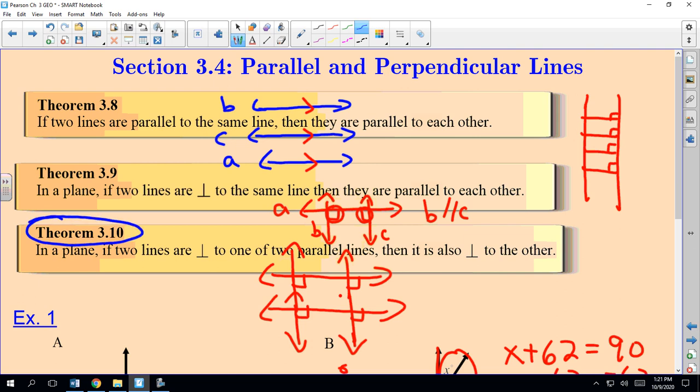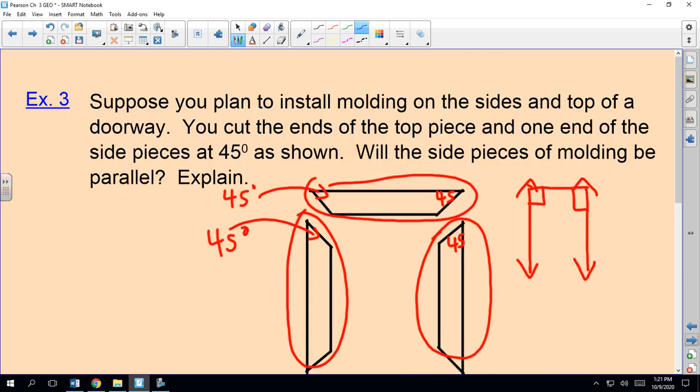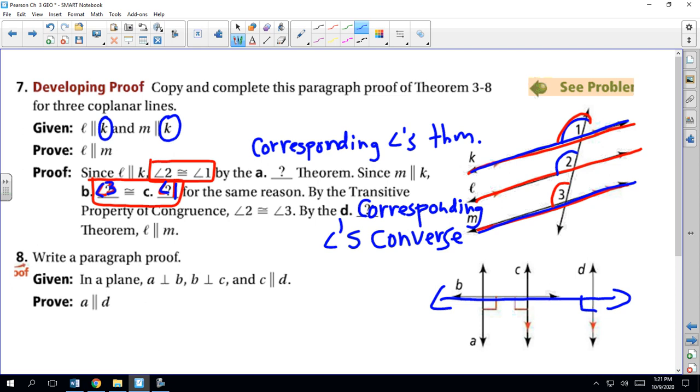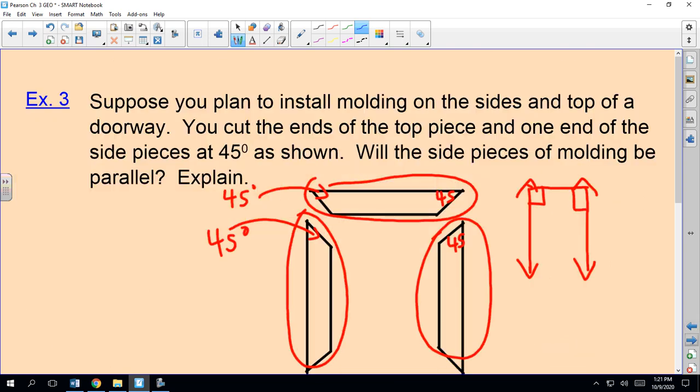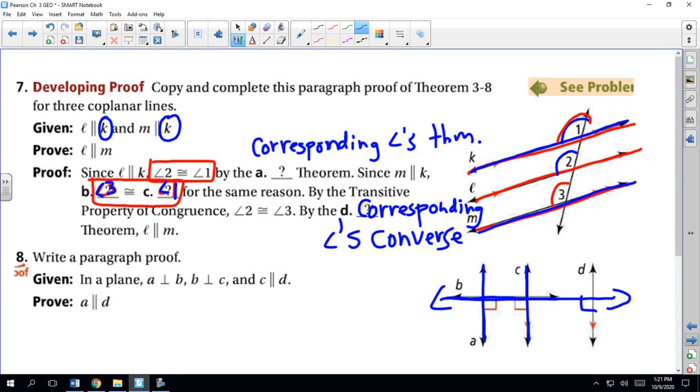So in a plane, if two lines are perpendicular to one of two parallel lines, so go back over here, we've got two lines here and here, perpendicular to one of two parallel lines, then it is also perpendicular to the other. So back over here, to one of two parallel lines, we're talking about the parallel lines C and D. It's perpendicular to C, and so it has to also be perpendicular to D. So that's by theorem 3-10.